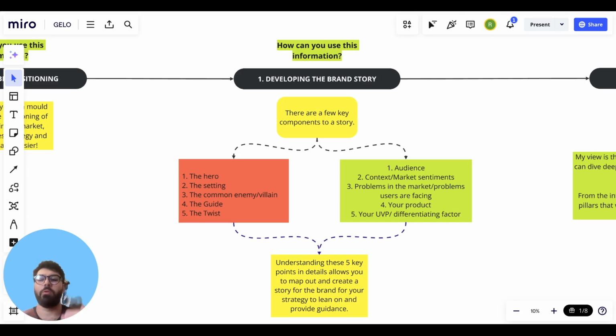We're helping you overcome your problems, versus if you were to go the route which a lot of people take, which is, the hero is you and the enemy is the competitors. It makes it all about you, and the audience doesn't really care. They care about them. And then finally, the twist.